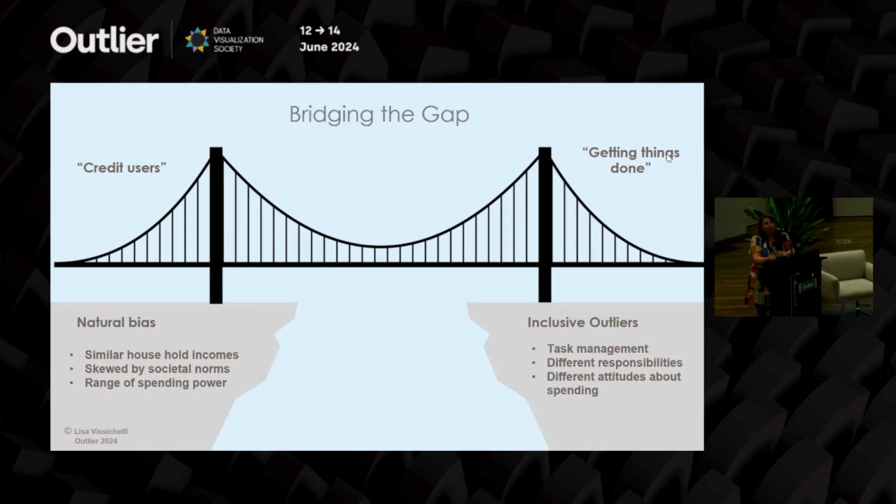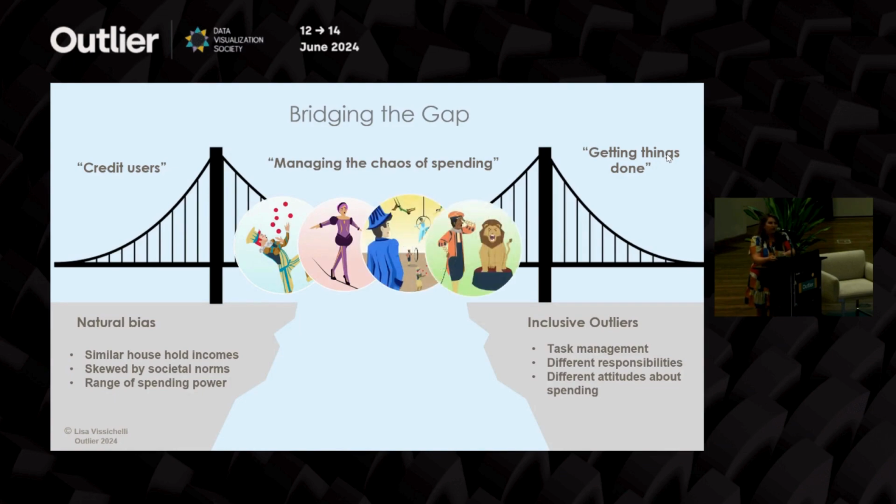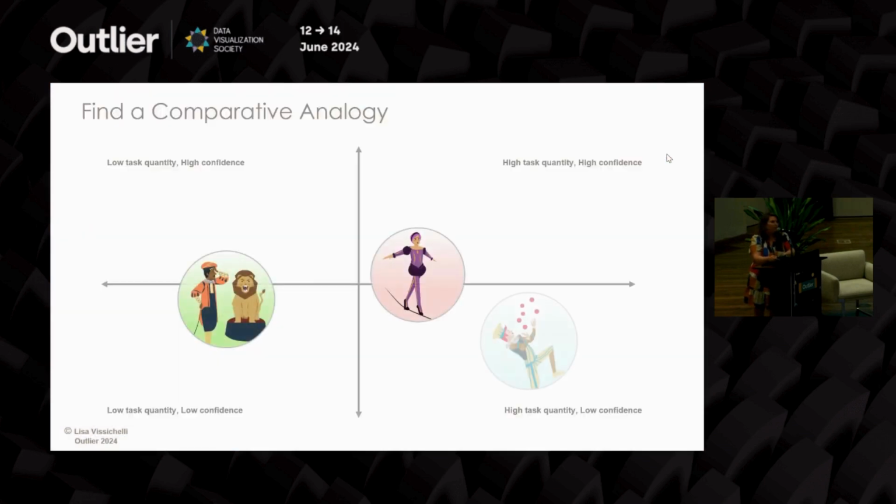Well, this is where I really like using a theme with an analogy, such as in this case, managing the chaos of spending and showing it as a circus, where each person is performing a different activity or a different task, but they're doing it a little bit differently and trying to solve the same problem. One is walking the tightrope, one is managing a lion, all a little bit different. And when you put this in context of a matrix, it's a little bit easier to see what's similar and different about them. How confident are they?